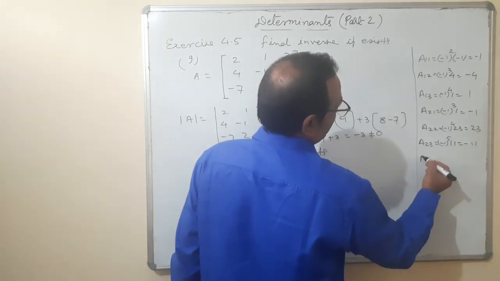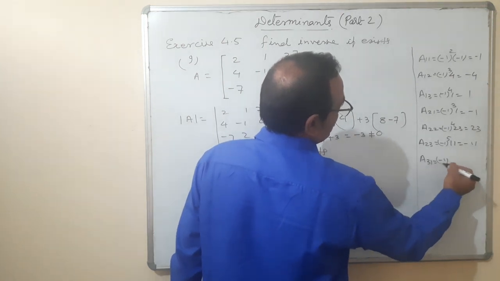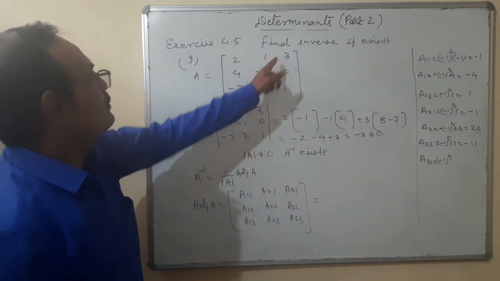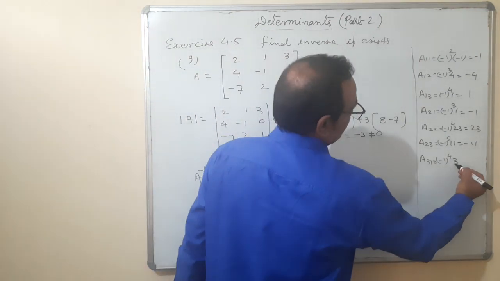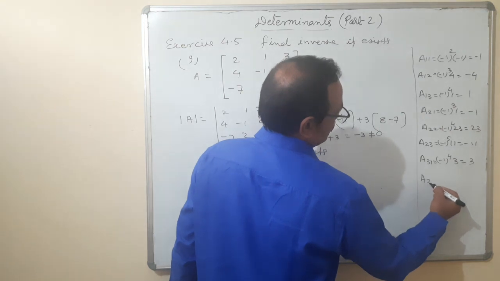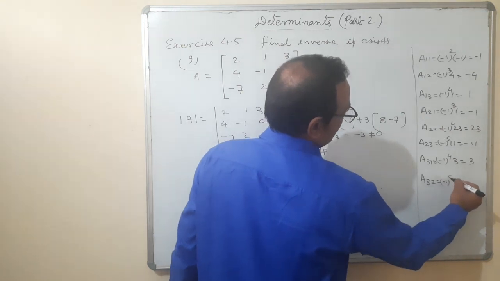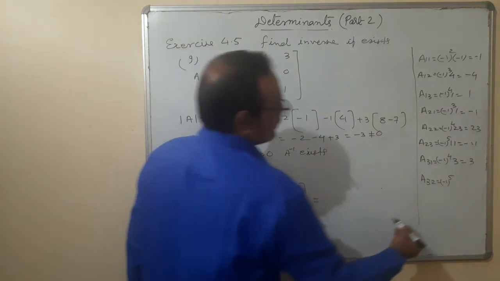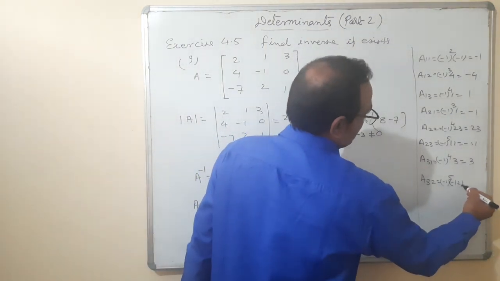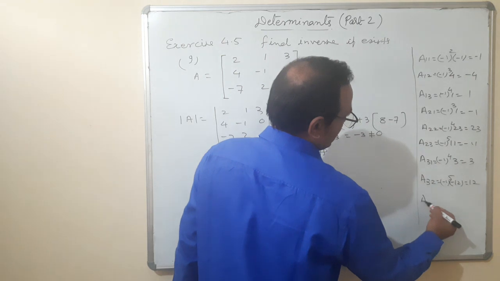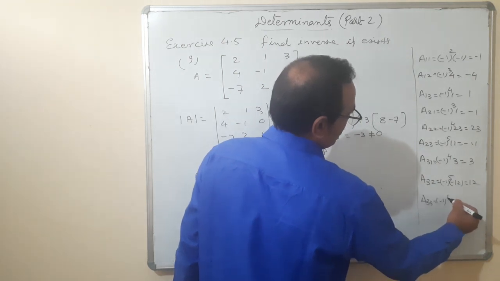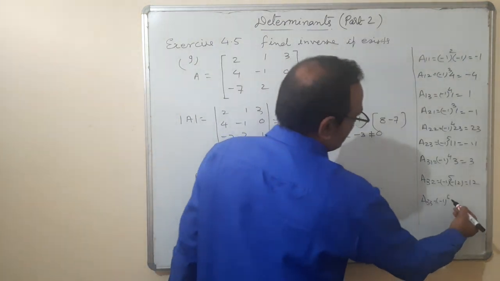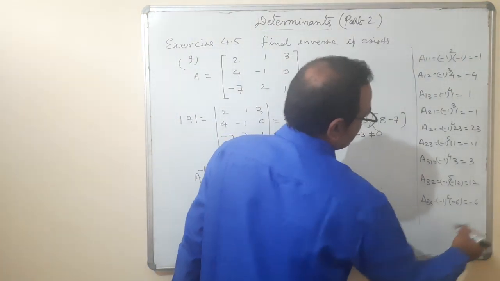Minus 11. A31 is minus 1 to the power 4. Third row, first column, 0 plus 3. Result 3. A32 is minus 1 to the power 5. Third row, second column, 0 minus 12. Result is plus 12. And finally A33 is minus 1 to the power 6. Third row, third column, minus 2, minus 4, minus 6. And the result is minus 6.